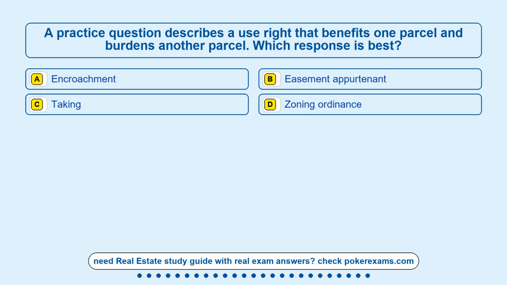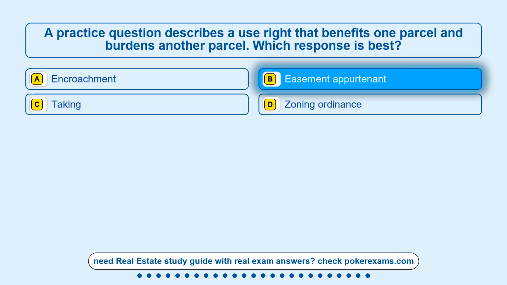Question 19. A practice question describes a use right that benefits one parcel and burdens another parcel. Which response is best? Option A, encroachment. Option B, easement appurtenant. Option C, taking. Option D, a zoning ordinance. The correct answer is option B, easement appurtenant.